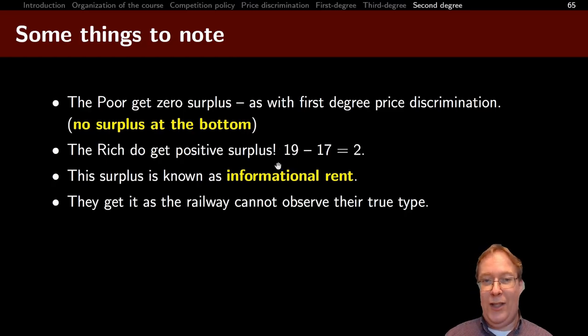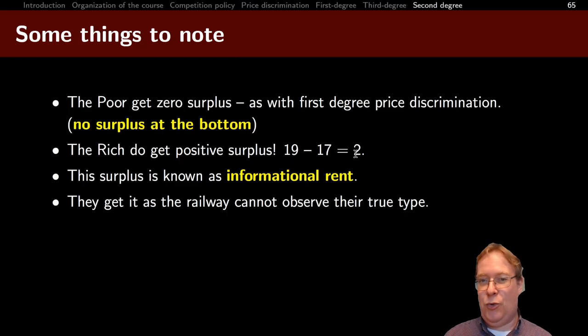Well, the rich, they do get a positive surplus, right? They are willing to pay 19 for first class, but they only have to pay 17. Why? Well, because if I charge them a higher price, they would travel second class instead, and I don't want that because then my profit would be way low. So they get a surplus of 2.